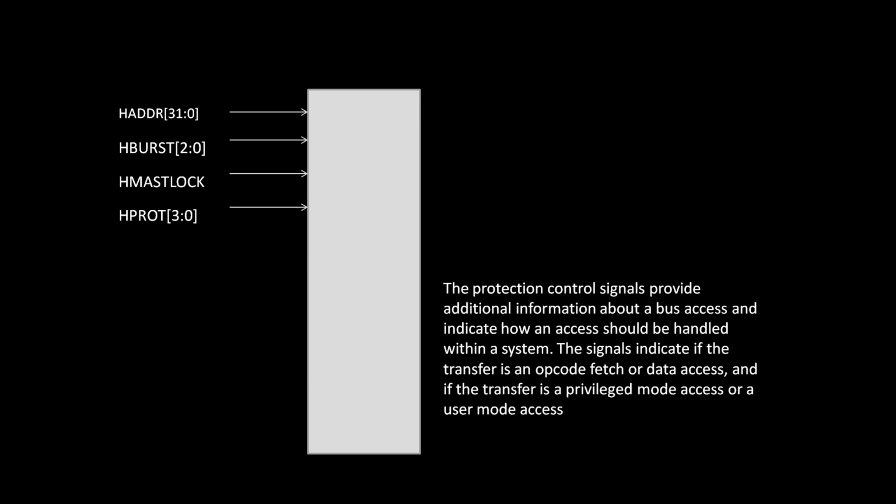HPROT. The protection control signals provide additional information about a bus access and indicate how an access should be handled within a system. The signals indicate if the transfer is an opcode fetch or data access, and if the transfer is a privileged mode access or a user mode access.